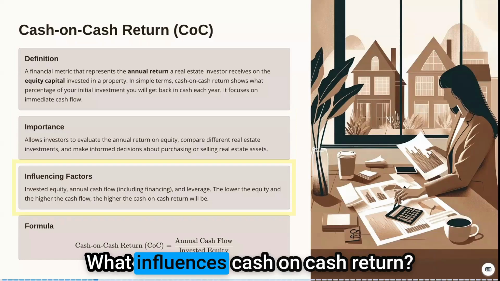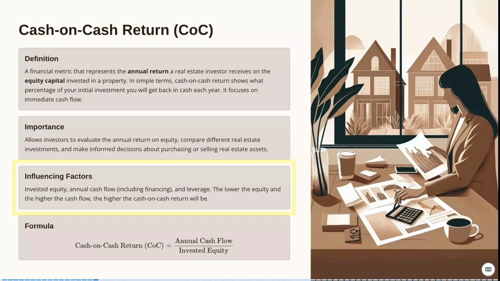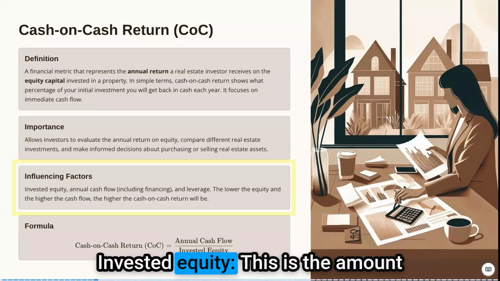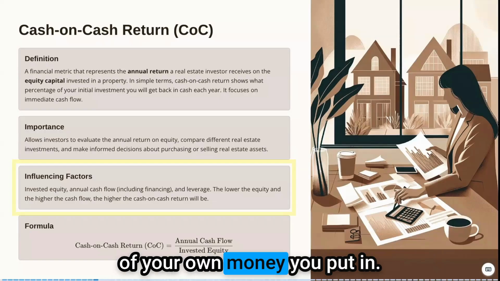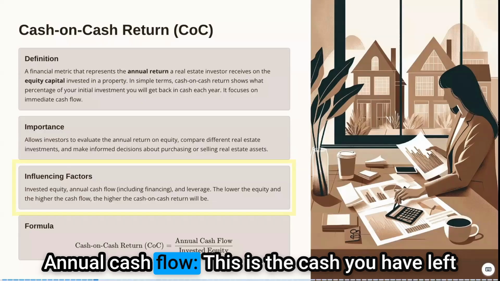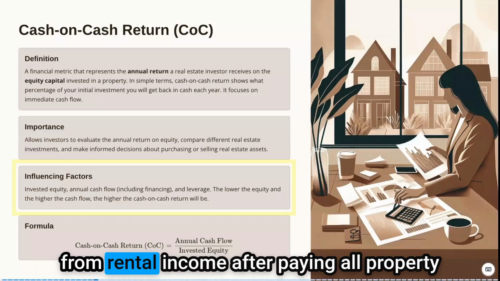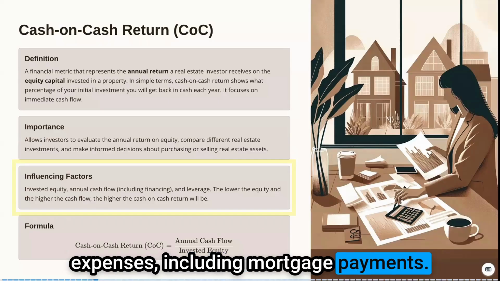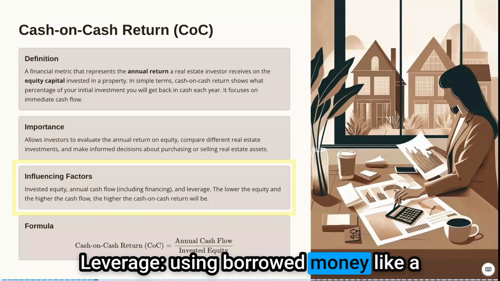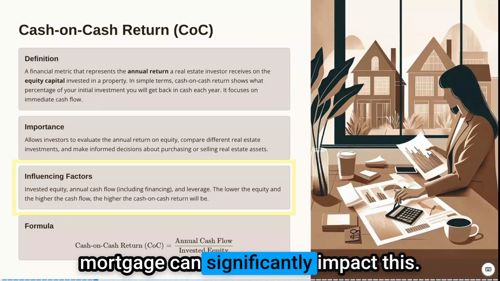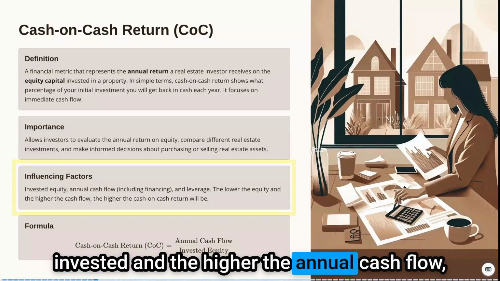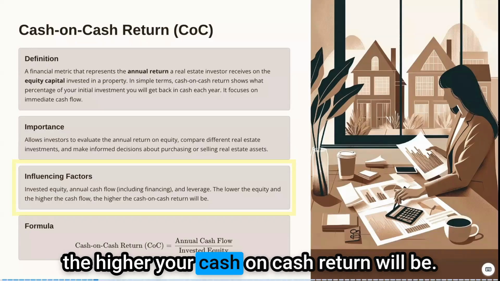What influences cash-on-cash return? Several things can affect this metric. Invested equity. This is the amount of your own money you put in. Annual cash flow. This is the cash you have left from rental income after paying all property expenses, including mortgage payments. Leverage. Using borrowed money, like a mortgage, can significantly impact this. Generally, the lower your actual cash equity invested and the higher the annual cash flow, the higher your cash-on-cash return will be.